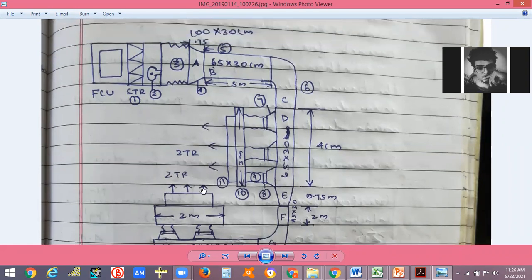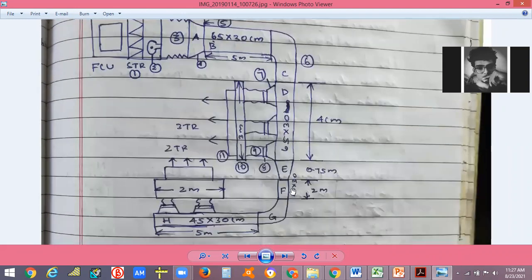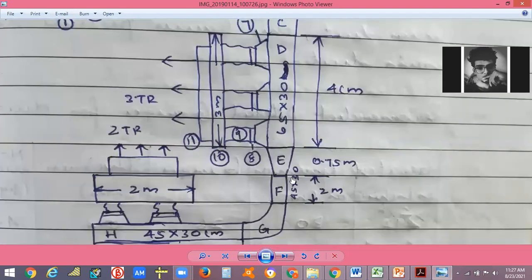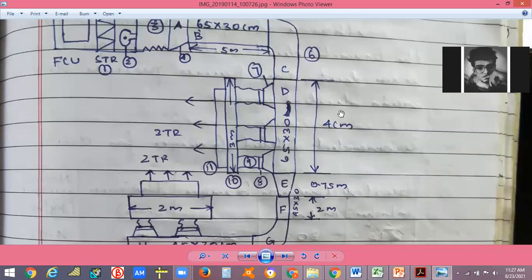Okay, so this is 65 into 30 centimeter. This one is also 65 into 30 centimeter. This is 45 into 30 centimeter. Okay, this length is 2 meter. This is 0.75 meter. This is 4 meter. Okay, not 4 centimeter, it is 4 meter. Don't write it as 4 centimeter. It is 4 meter.